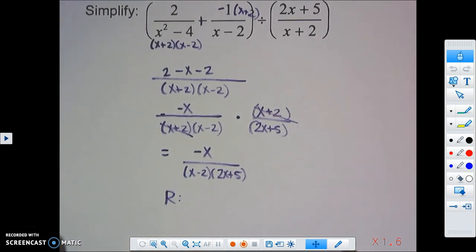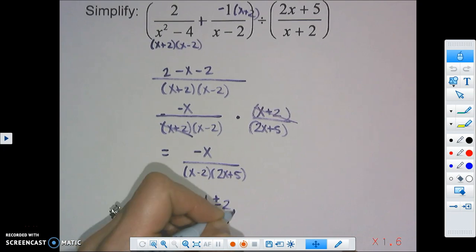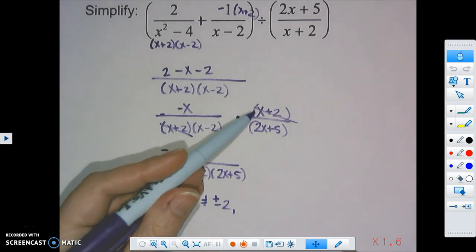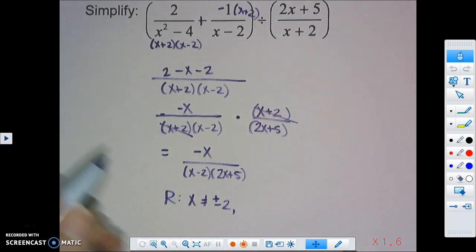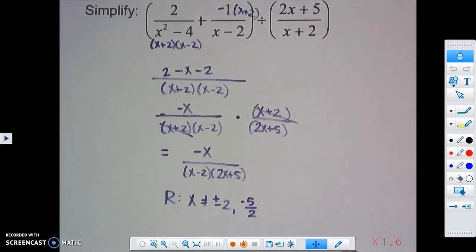For restrictions, again, over here we had an addition question, so our restrictions there would be x can't equal positive or negative 2. Since we had division, we need to make sure that we're doing bottom, bottom, top. So we need to add the restriction of negative 5 halves to this question as well.